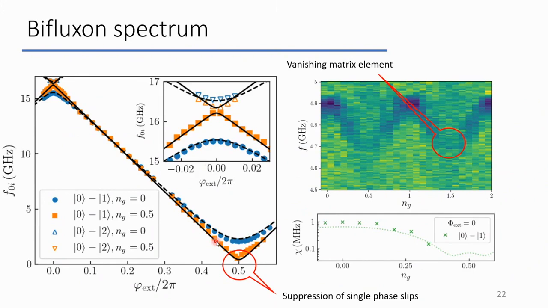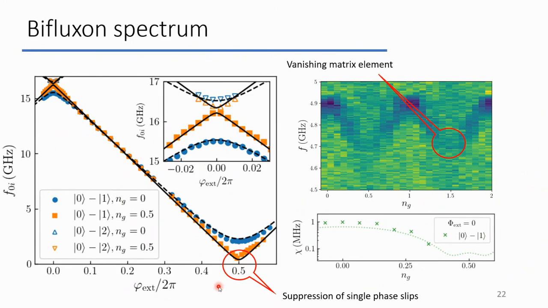The spectrum resembles the one for fluxonium, with this linear slope inversely proportional to the qubit inductance. And the transition energy here at full flux frustration reflects the amplitude of single phase slips. It changes from a few gigahertz at 0E down to almost zero when the charge is 1E, in accordance with Aharonov-Casher interference. And this "almost" is due to a slight asymmetry in the junctions.